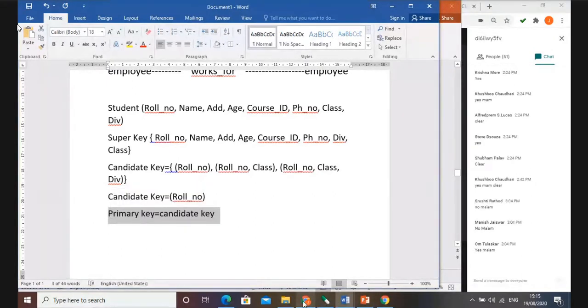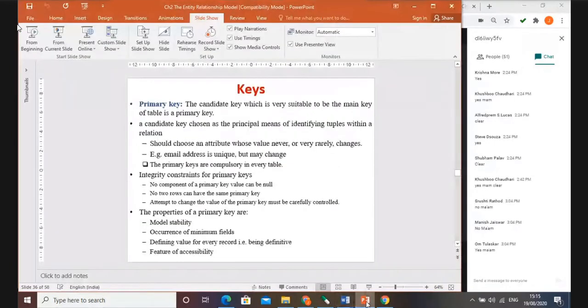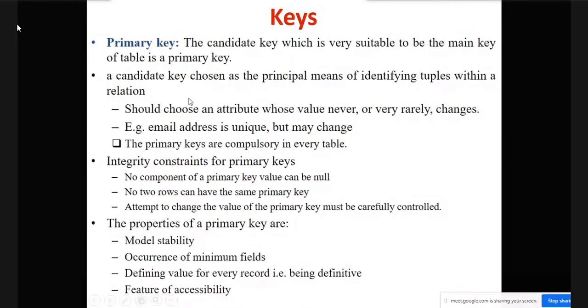Okay, so there are some properties of candidate keys. What are those properties? The candidate key which is most suitable to be the main key of the table is known as the primary key. The candidate key is chosen as the principal means of identifying a tuple within a relation. You should choose an attribute whose value never or very rarely changes. So we have to think about this.